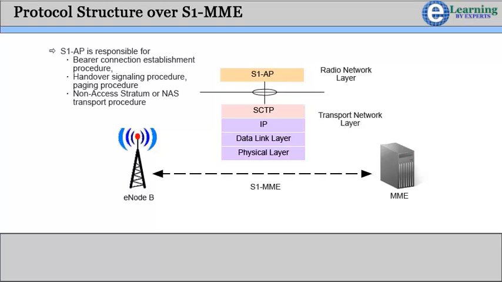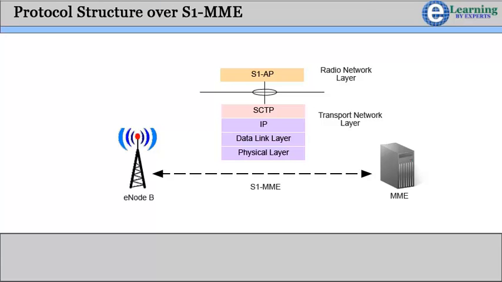S1 Application Protocol, also called S1AP, sits on top of SCTP. It is responsible for bearer connection establishment procedure, handover signaling procedure, paging procedure and non-access stratum, or NAS, transport procedure. LTE has also built flexibility into the lower layer protocols, giving the operator full flexibility regarding the choice of IP version and the data link layer. For example, this enables the operator to start deployment using IP version 4 with the data link tailored to the network deployment scenario.